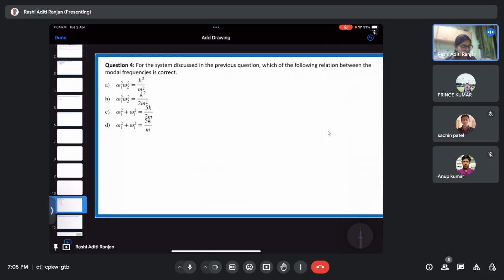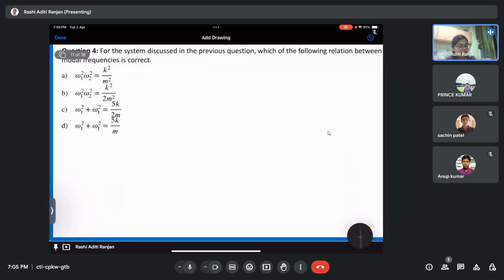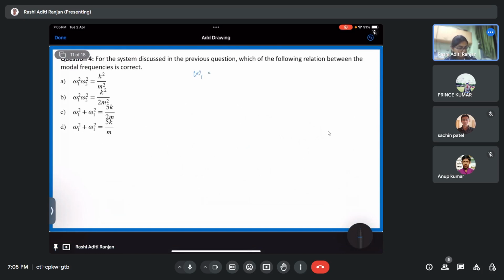Right. Now coming on to question number 4. For the system discussed in the previous question, which of the following relations between the modal frequencies is correct? Okay. So if you remember, I had my omega 1, correct? This was what I got. And if I evaluate omega 1 square into omega 2 square, what would I get? I'll get 2k by m into k by 2m. 2 will cancel. I'll have k square by m square. So my correct option will be A.